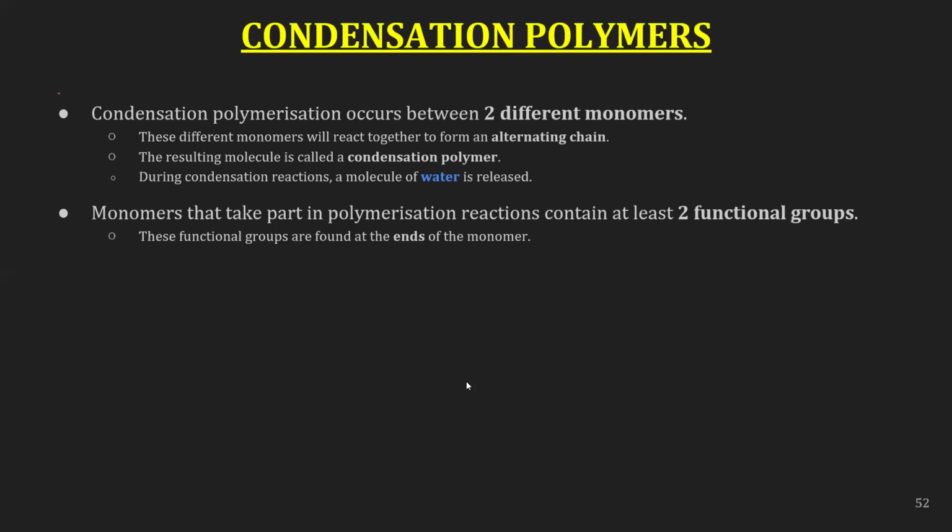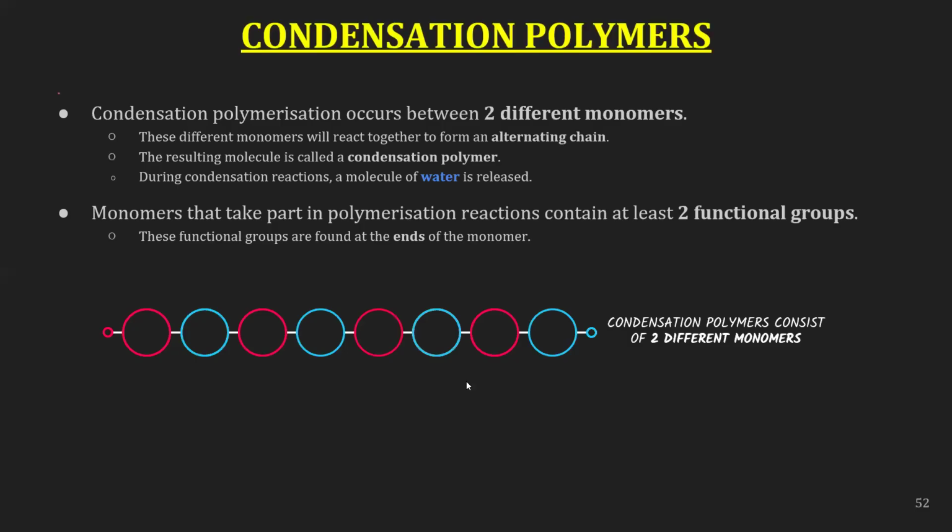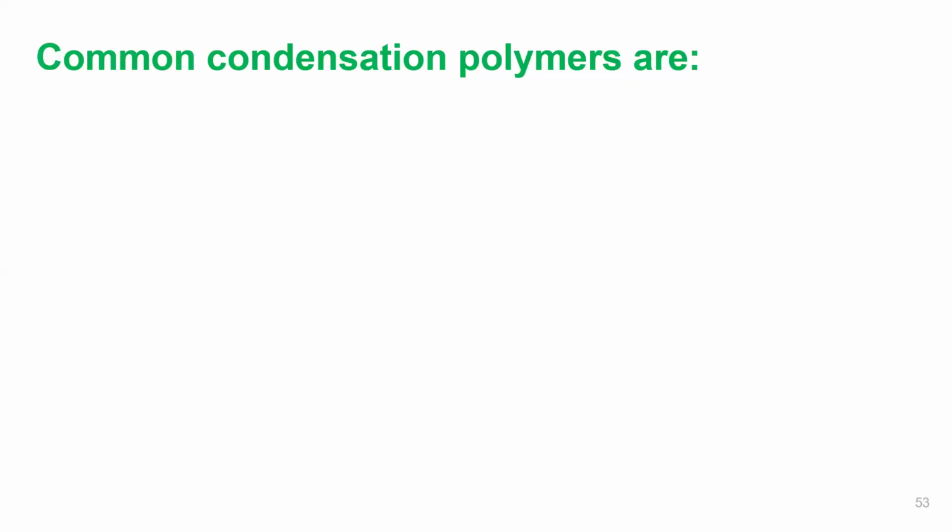Now we have to see this concept. Look, this one, red color, then blue color, then red color, then blue color. These are monomers. In condensation polymerization, the monomers are not necessarily the same. Different monomers can be joined in this way.